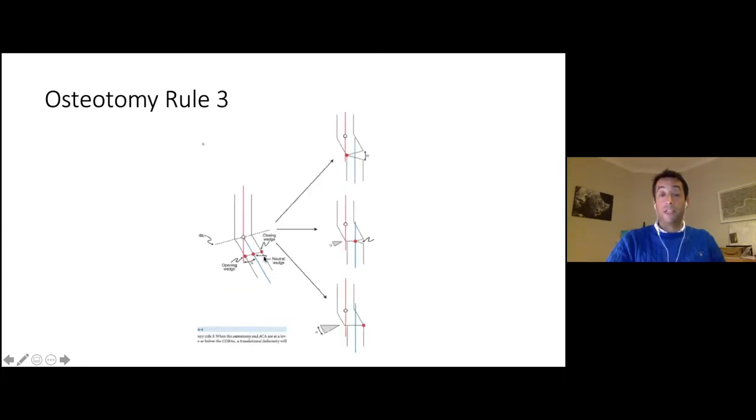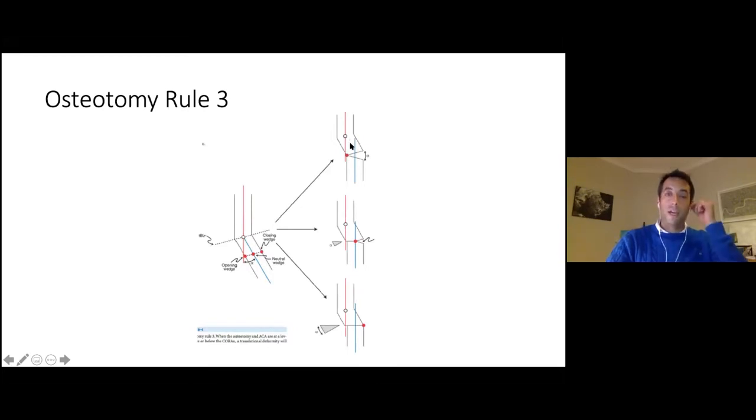No prizes for guessing rule 3. Here is your deformity. Here is your CORA still. This time, we're going to choose to rotate away from our CORA. So we're going to pick another point in space to make our hinge, and we're going to divide away from our CORA. And look what happens. We induce a translation. So our axes do not line up afterwards. This is usually unintentional. This is usually not desirable.